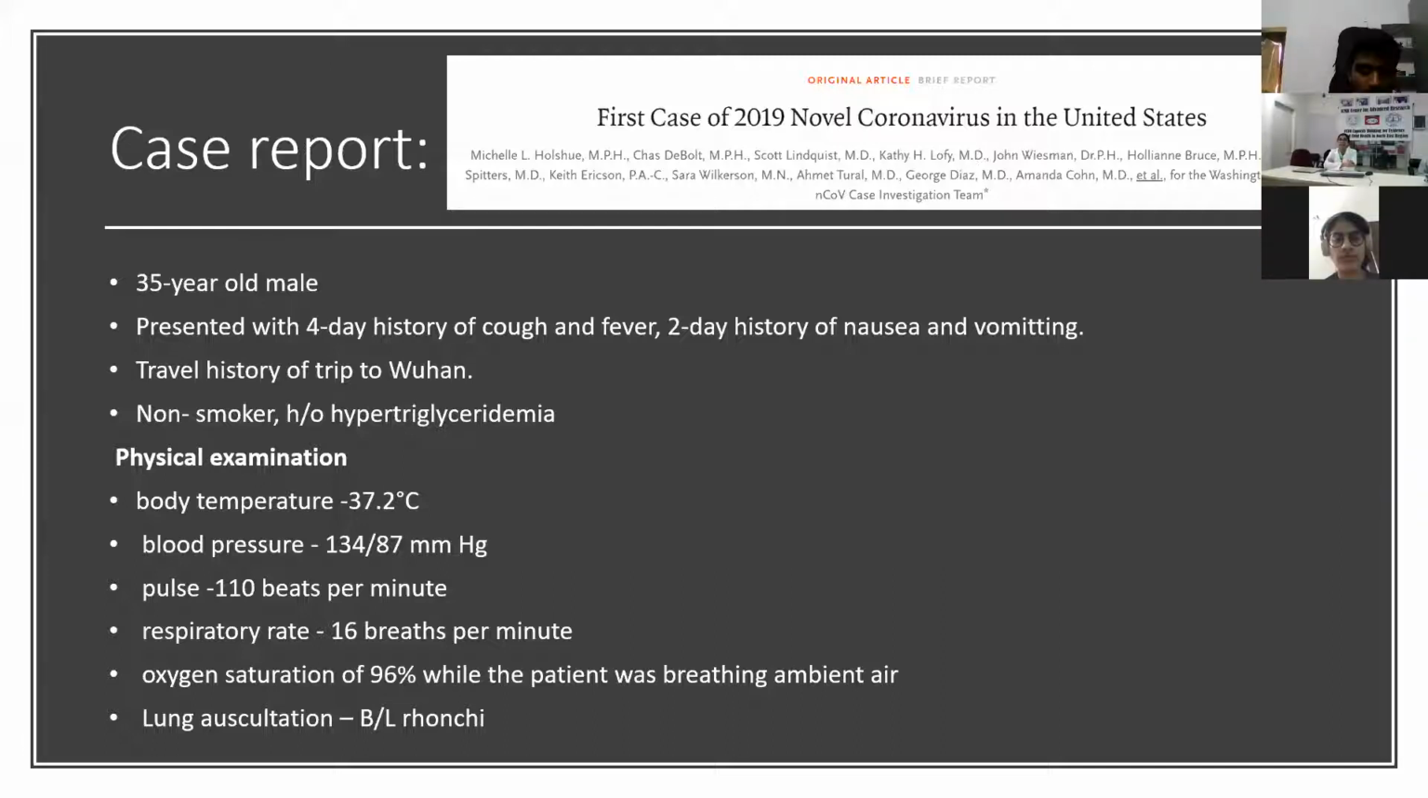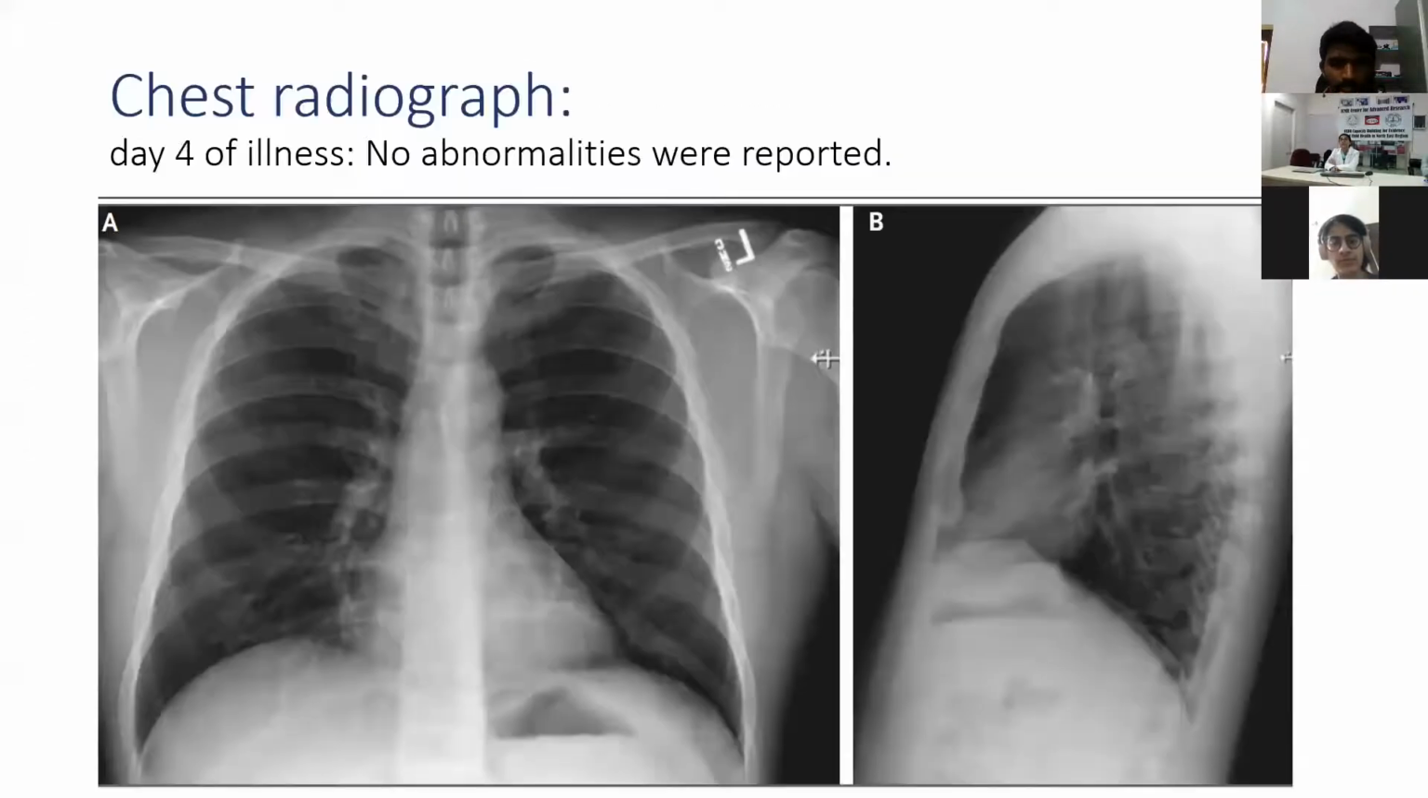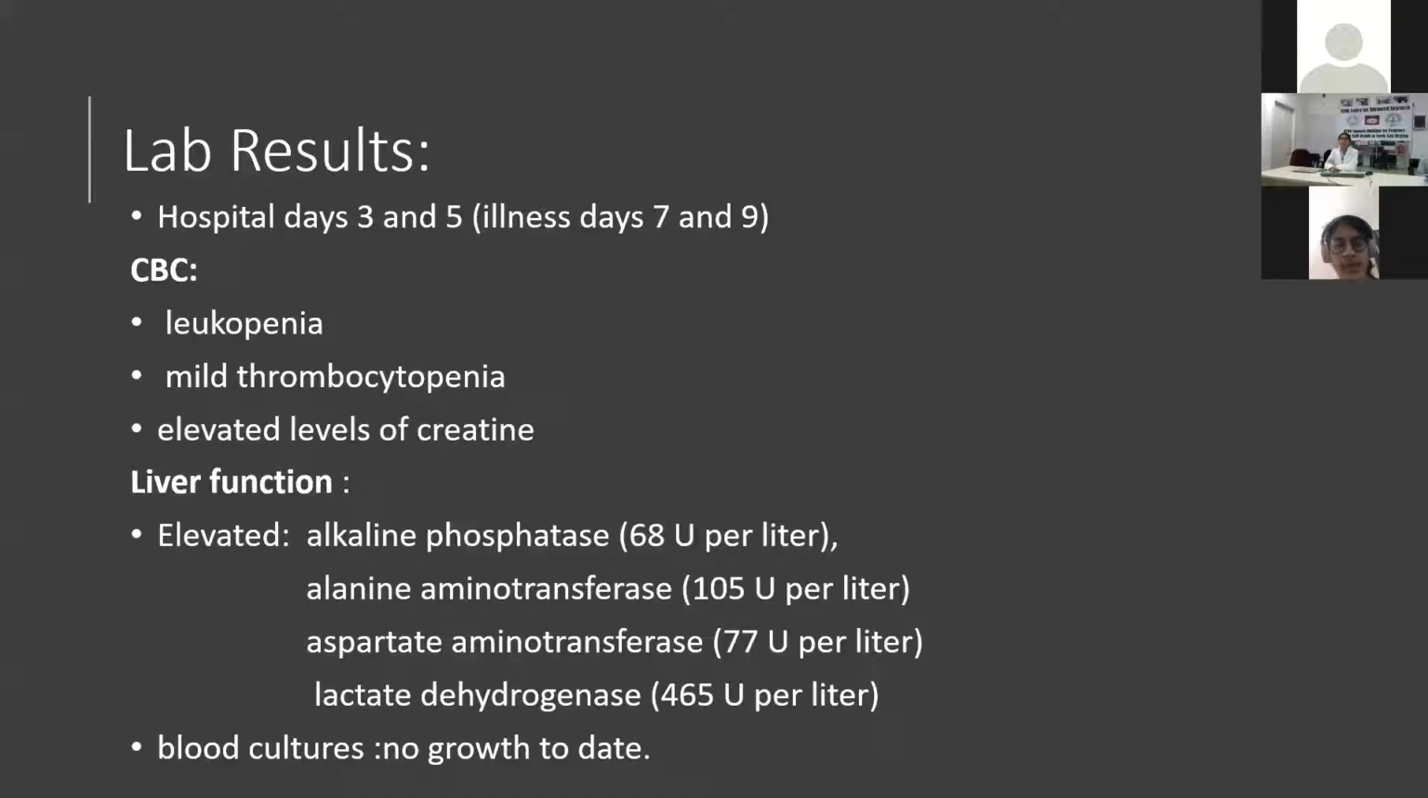On physical examination, his body temperature was 37.2 degrees Celsius, blood pressure was 134 by 87 mm of Hg, pulse was 110 beats per minute, and respiratory rate was 16 breaths per minute. Oxygen saturation was 96% while the patient was breathing ambient air, and on lung auscultation, bilateral bronchi were present. This is the chest radiograph on day 4 of illness. We can see both the views, and no thoracic abnormalities were noted.